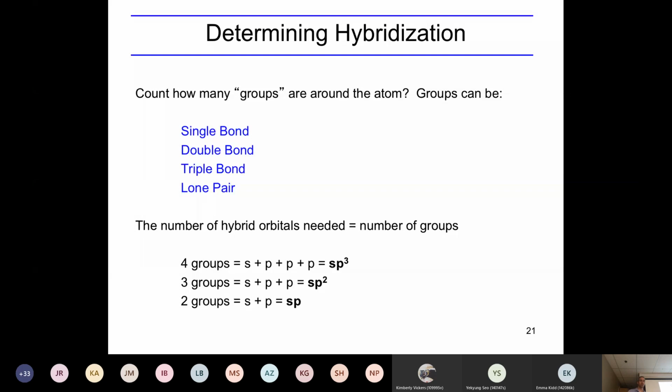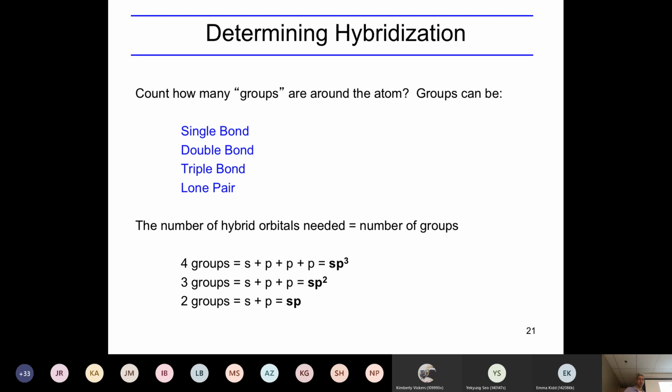If there are only 3 groups, it's going to be sp2. This would be something like ethene: if there's a carbon with a double bond and 2 singles, that's 3 electron groups total. That's going to be sp2. And if it's sp2, there's got to be another p orbital that hasn't been hybridized associated with that atom. It's always 4 orbitals.